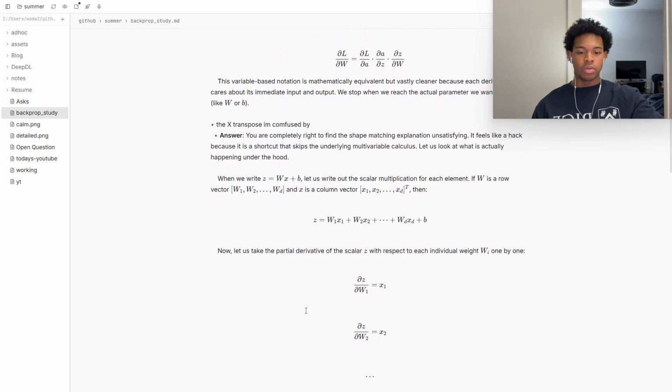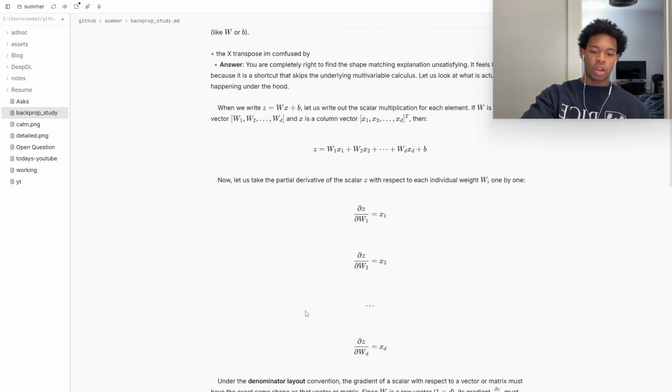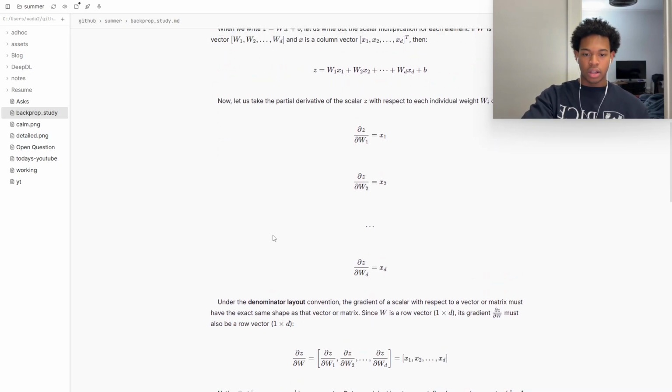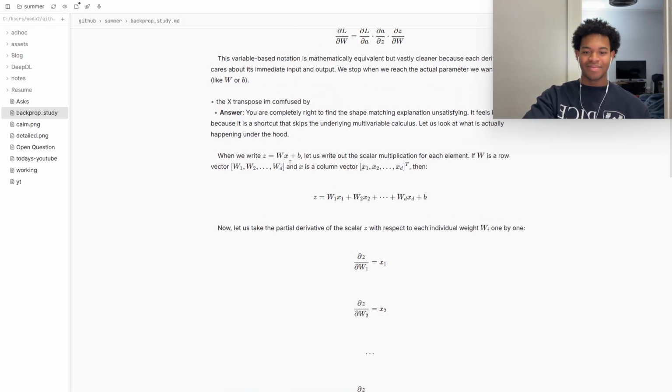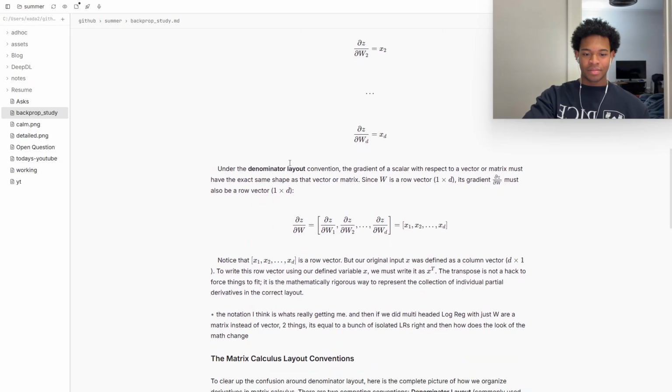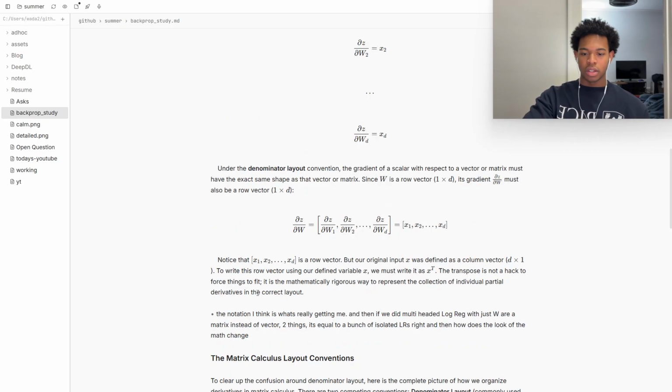Now let's take the partial derivatives of the scalar z with respect to every single individual weight one by one. Yes, we get all the x's. Yes, I agree with that. But then what's the shape? Under the denominator layout convention, it's okay, fine. It's a convention on purpose. Maybe that'll help me accept it.